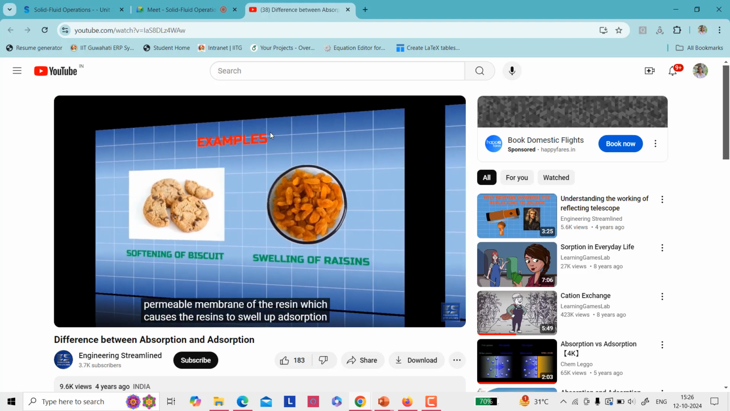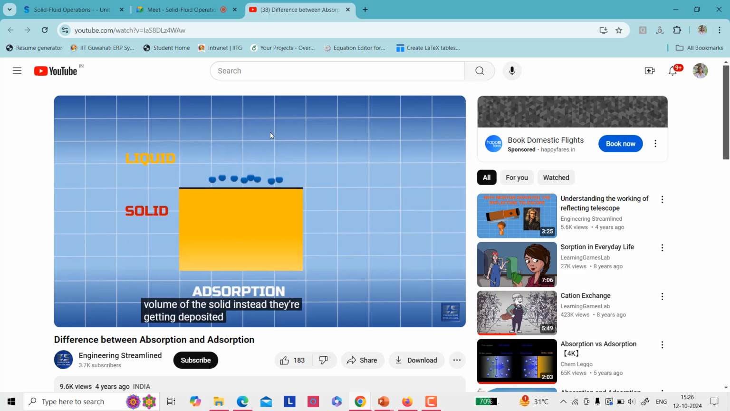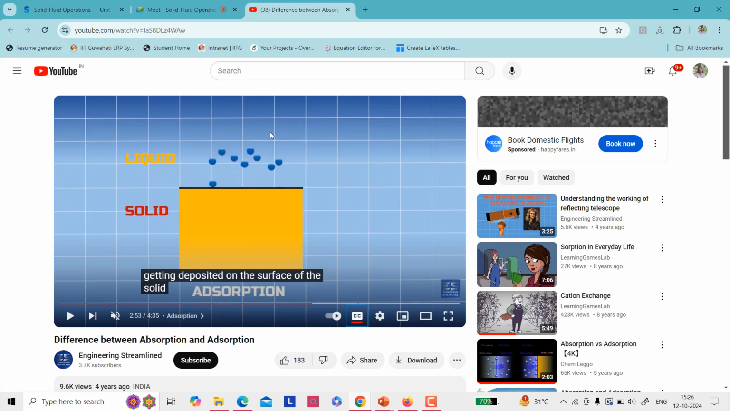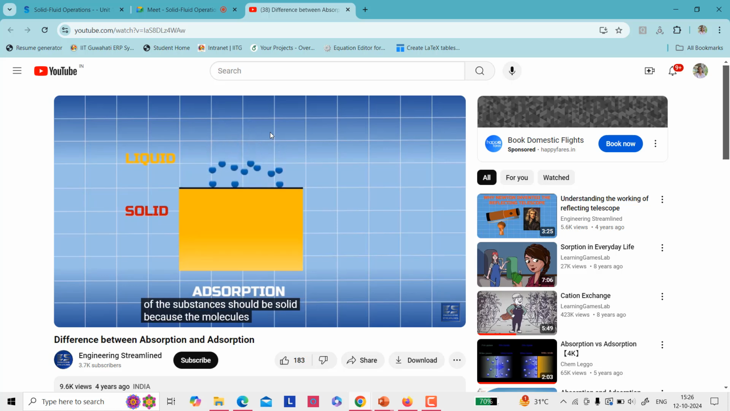Now, adsorption is the process of addition of atoms or ions or molecules of a gas, liquid, or dissolved solid onto the surface of a solid. As you can see here, the liquids are falling on the surface of a solid, but they are not able to enter the volume of the solid. Instead, they are getting deposited on the surface of the solid, right? So the key point here is that one of the substances should be solid, because the atoms or molecules of gas, liquid or dissolved solids will adhere on a solid surface.